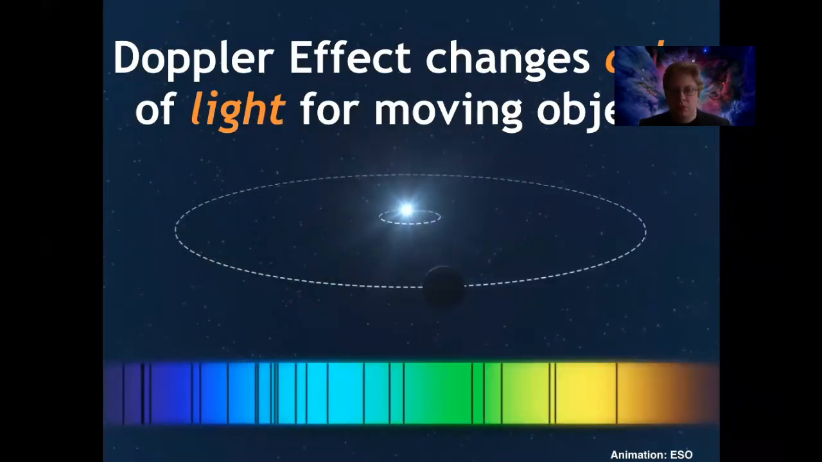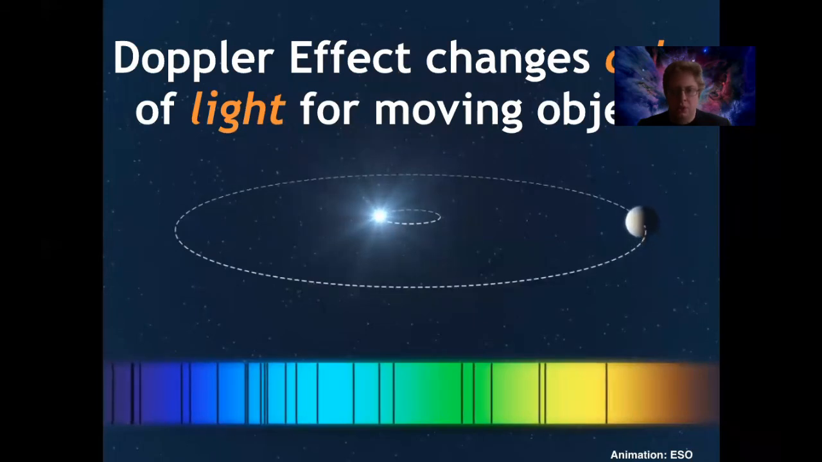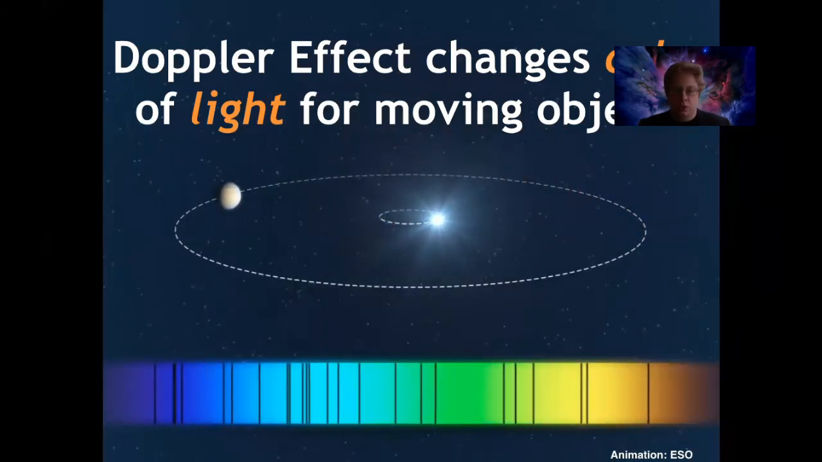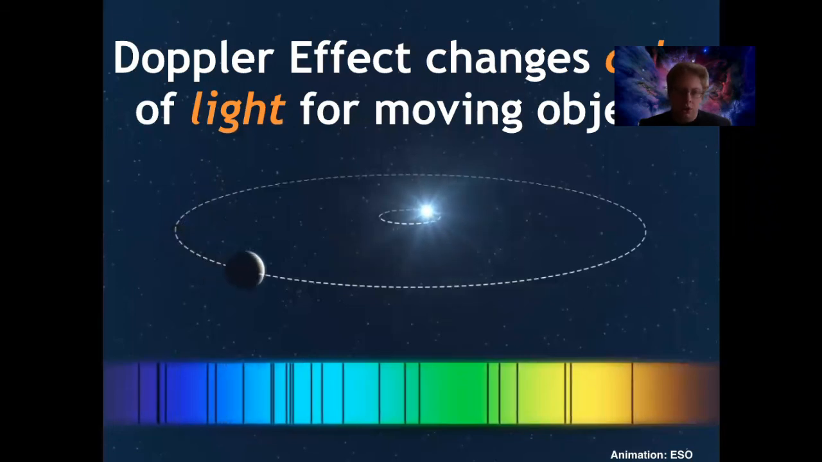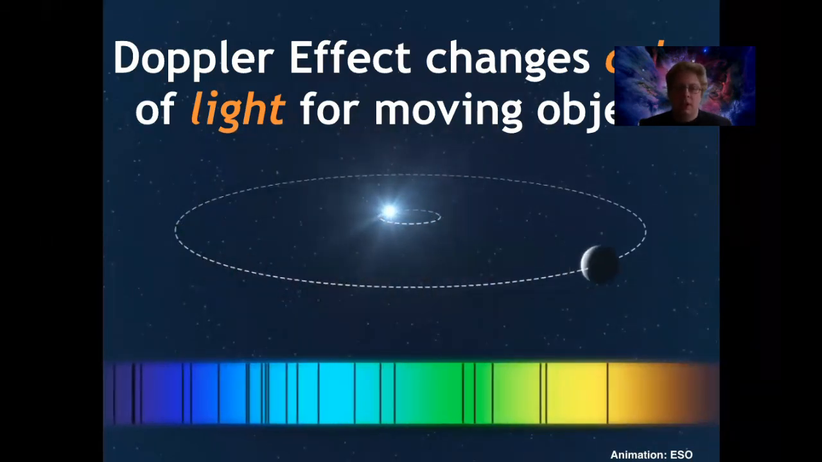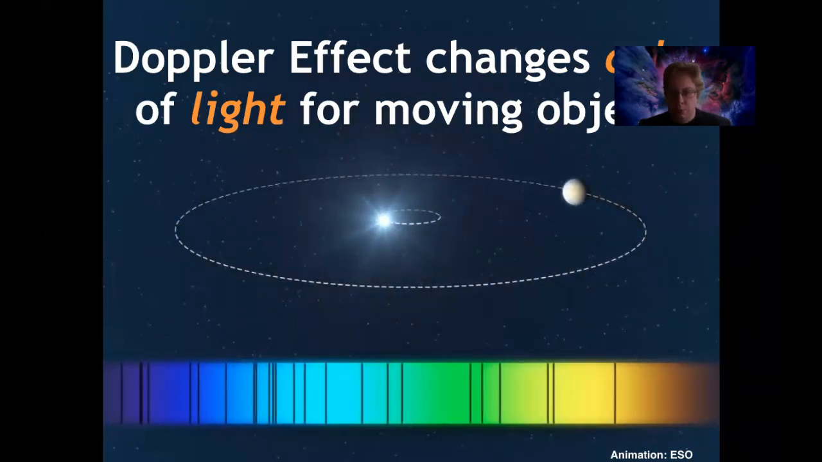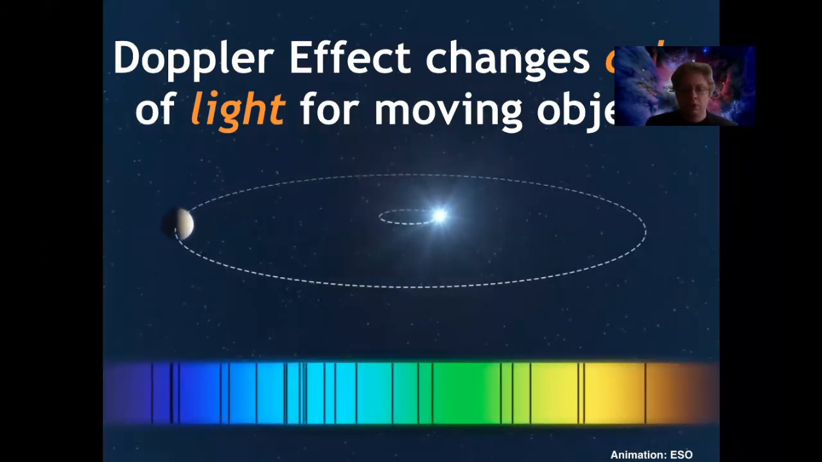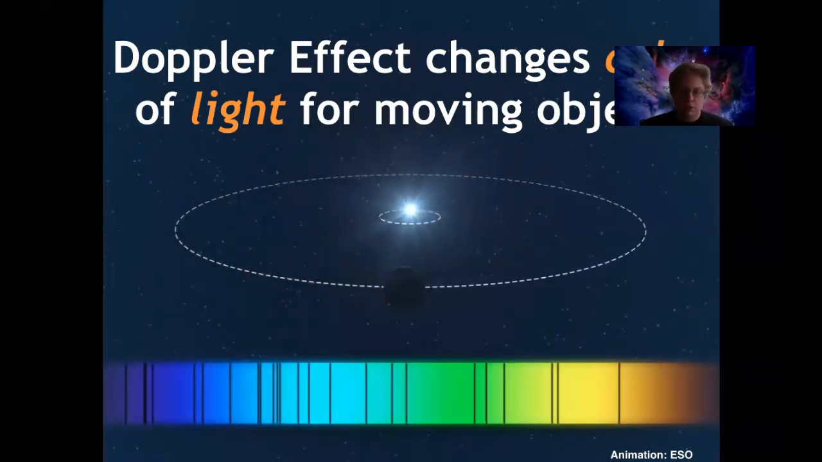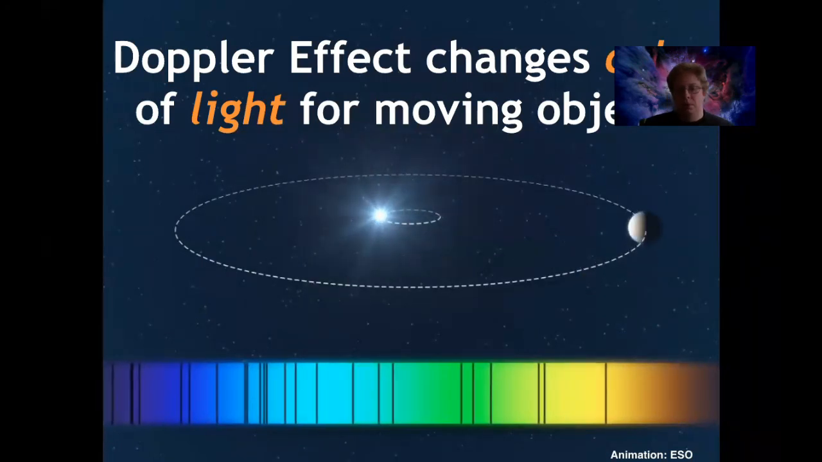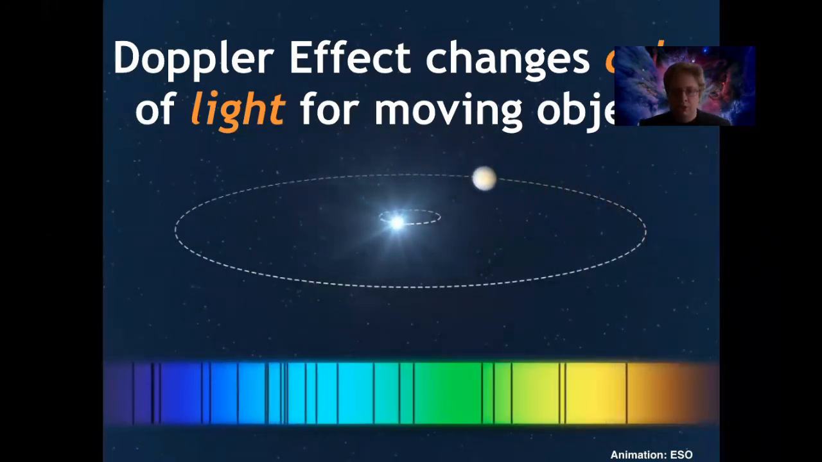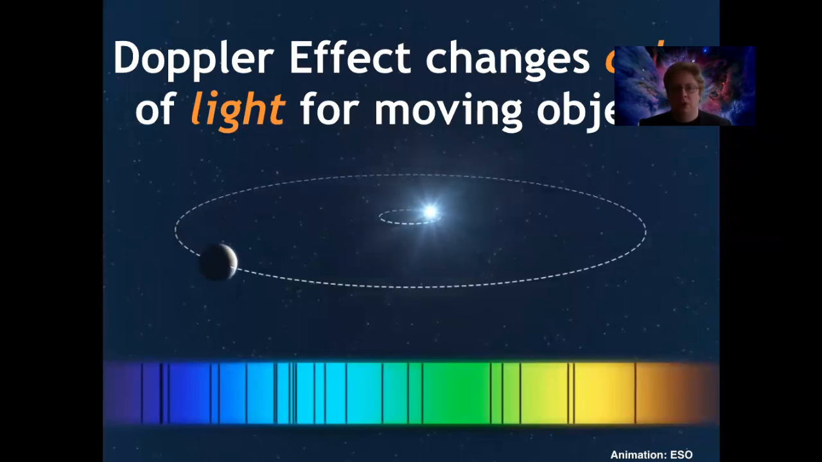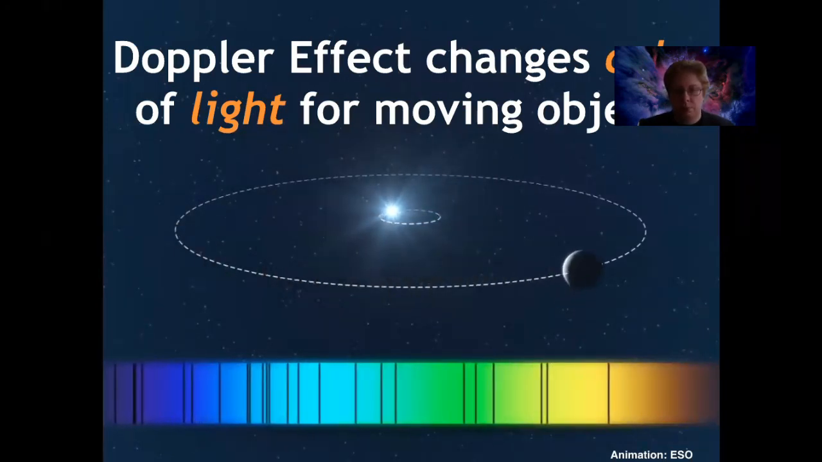And in some cases, you can use this to determine if there are things orbiting one another. So in this instance I'm showing here, a star with something orbiting it. And as the star and this other object orbit, it shifts the light back and forth, and it shifts the colors of these fingerprints, these dark bands in the spectrum shown at the bottom, back and forth. And you can use that to measure the speed of this object over time. So the Doppler effect changes the color of light for moving objects.